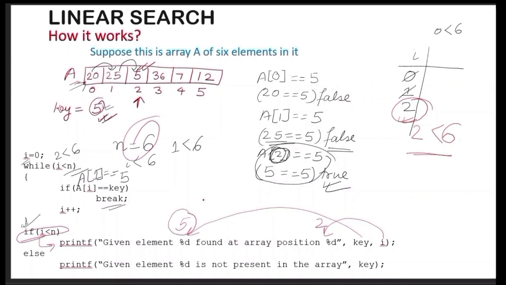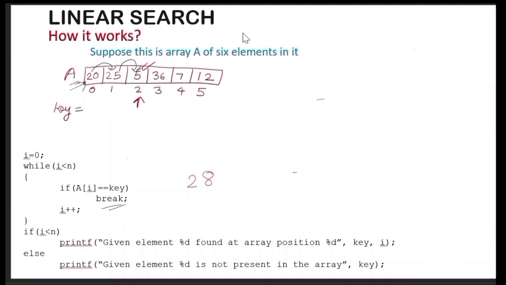Now another case is if you were supposed to find an element, suppose you have to find the element 28 in this array. We can see that 28 is not present in the array. So how is linear search going to work? It is going to compare the value 28 to see whether it is present in this array A or not.